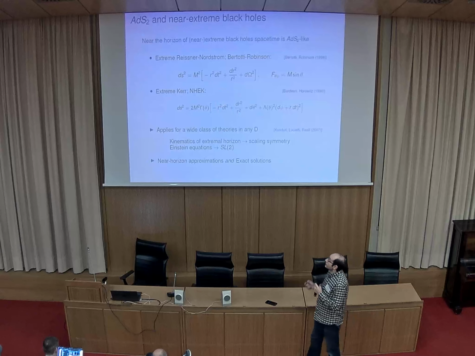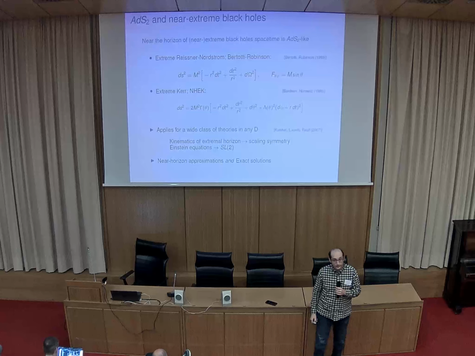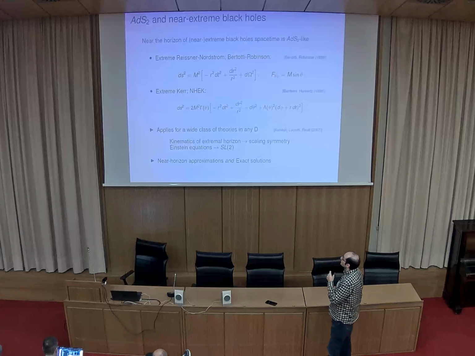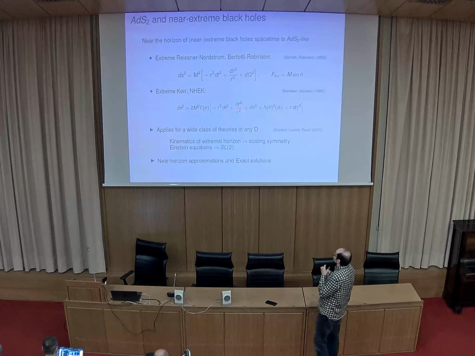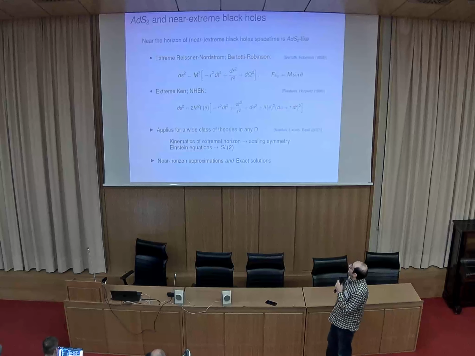But the prototypical example that everybody knows here is that the Bertotti-Robinson universe, AdS2 cross S2, is just the near horizon of extreme Reissner-Nordström. So most of the talk I will explain in this context, but we've done calculations that now work for Kerr as well.